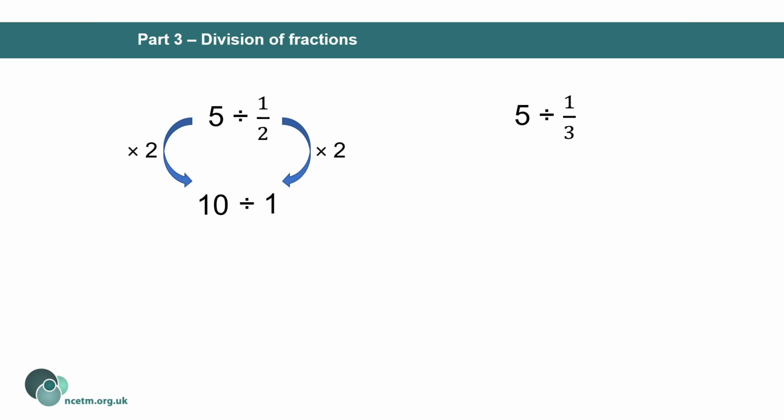If I look at the calculation on the right hand side, similarly again, I want to change it to an equivalent calculation where the divisor is equal to 1. So to make the divisor equal to 1, I would have to multiply 1/3 by the reciprocal, which is 3. But I need to make sure that I do that to the dividend as well. So if I multiply both by 3, I will get a calculation of 15 divided by 1, or the answer 15, which is the answer to the problem, 5 divided by 1/3.